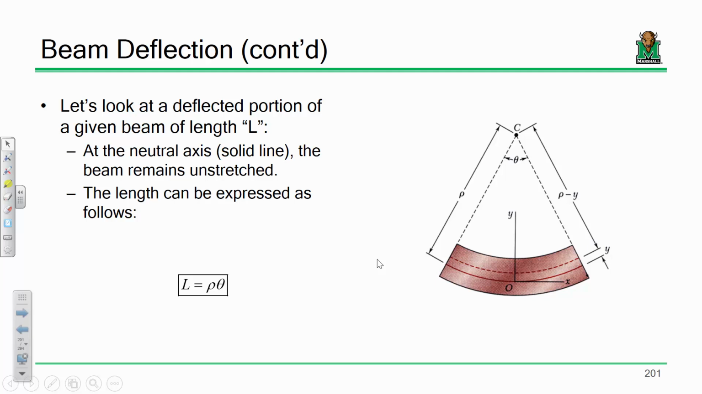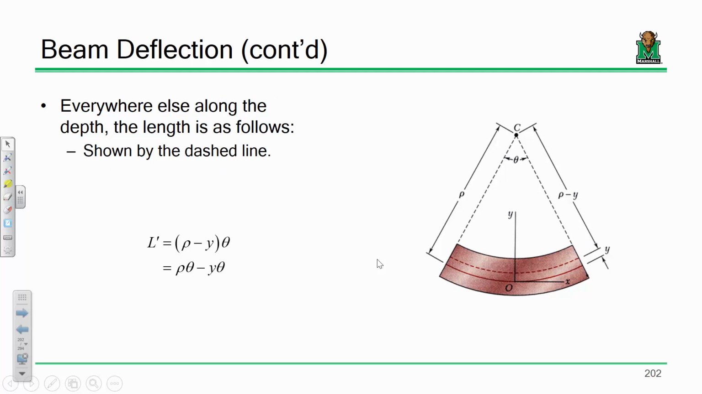We're going to assume that this is circular for ease of derivation. How long is an arc length? If you have an arc length of some radius and some angle, how do you determine how long that is? Well, it's the radius times whatever that angle is. Pretty straightforward, right? So that's what we would call the original length, the initial length.